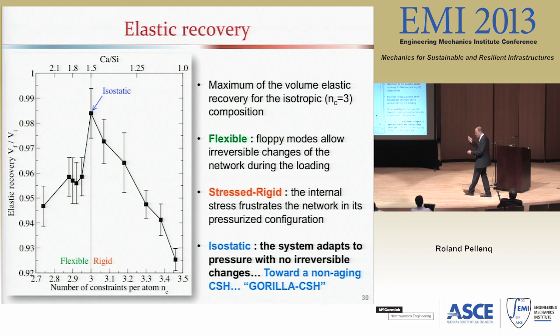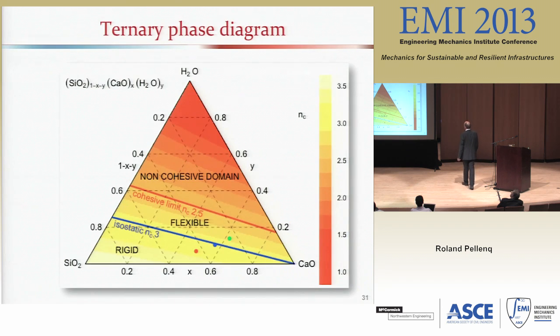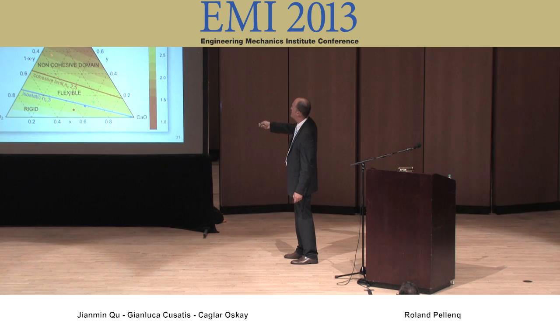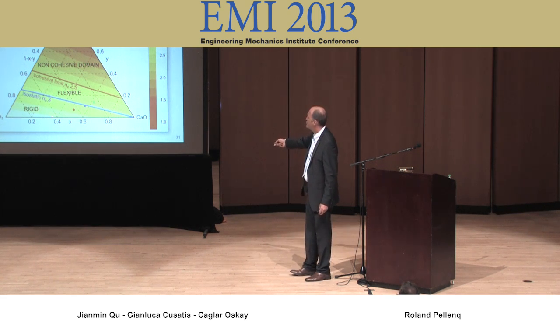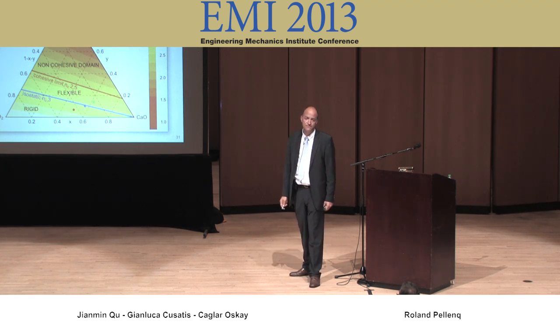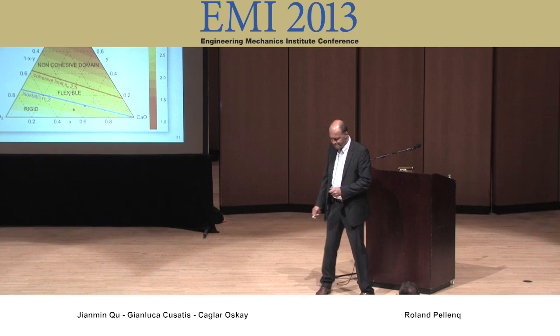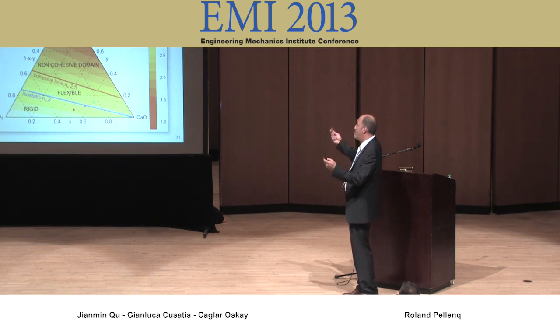Okay, from the small K. And then we can have this phase diagram with the composition, SiO2 pole here, SiO here, and water content. For this domain here, CSH doesn't exist, basically. And then we can go from flexible to rigid, and you have a whole bunch of possible isostatic CSH. Okay? That might be non-aging CSH.